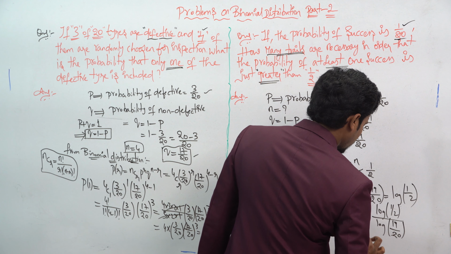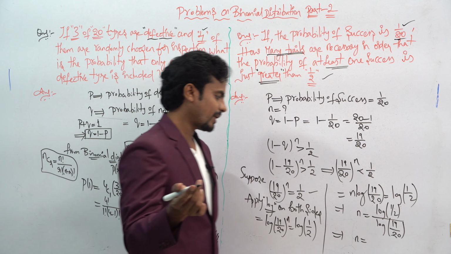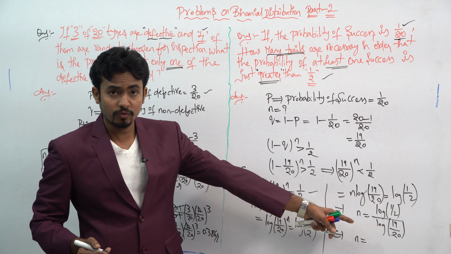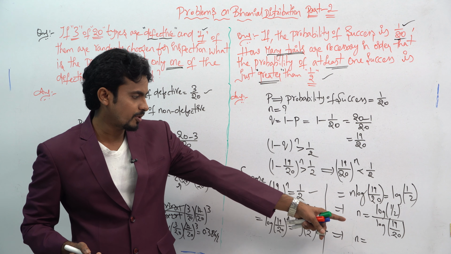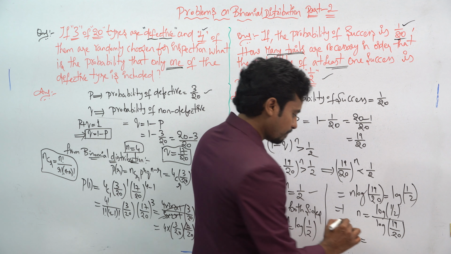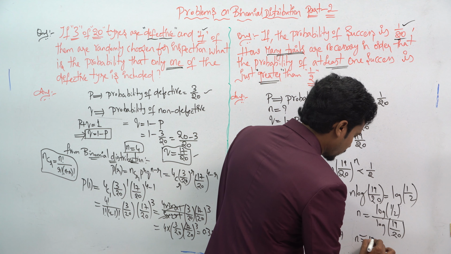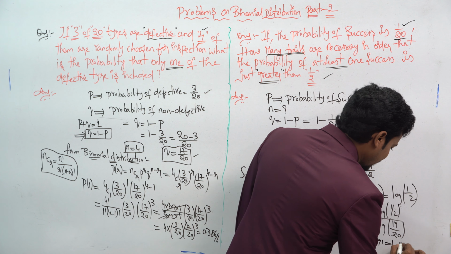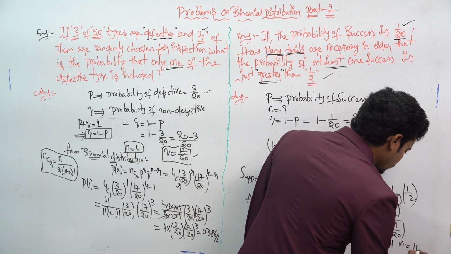Okay, if you substitute in the calculator log of 1/2 divided by log of 19/20, you will get approximately 13.9197. So you have to take n as 14. So n will be 14. This is the answer for this question. Okay, now let's see one more question.